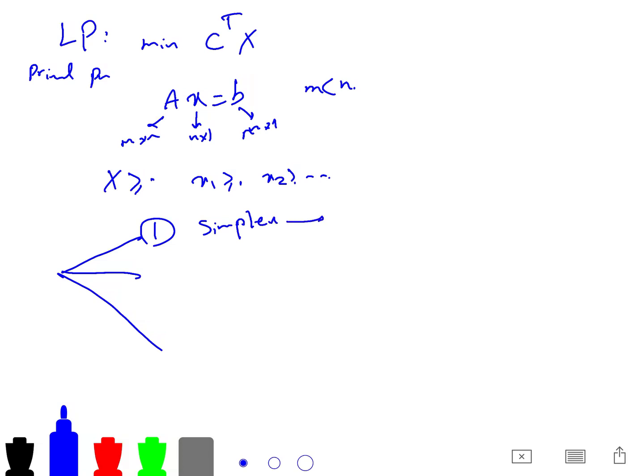It looks at corners. It's like the steepest descent on corners. The second approach is the Interior Point Method, of the work of people like Karmarkar. So we go through the interior of the feasible set instead of just going to the corners and the steepest descent on corners.